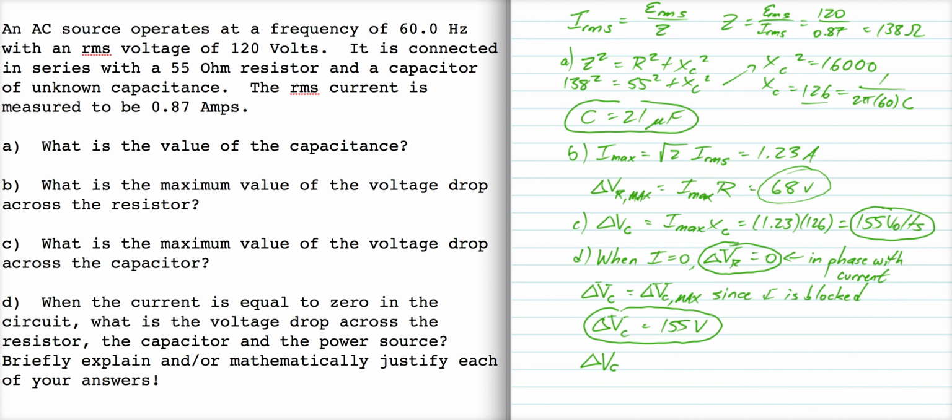the voltage drop across the power source at that moment must equal the sum of these two things, right? That's the loop rule. Now remember, the loop rule doesn't work for averages, right? And it doesn't work for maximum, because this voltage here and this voltage here occur at different times. So you can't just always add up maximums, but at any given instant, like at t equals 0 or when I equals 0, you can use the loop rule. And so that means the voltage drop across the battery is 155 volts at that time.